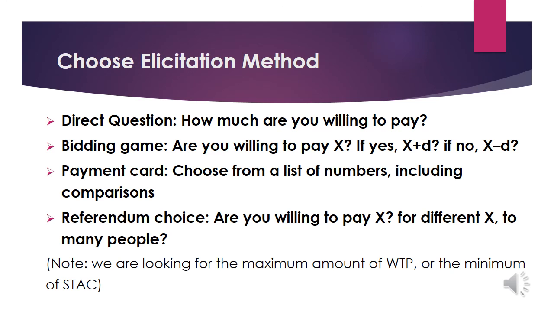The researcher must also choose an elicitation method, or the method of asking the questions. For example, is it a direct question? How much are you willing to pay? Is it a bidding game? Are you willing to pay X? If yes, X plus D. If no, X minus D. Is it a payment card? Choose from a list of numbers, including comparisons, just a list of various payment methods or money extracted from the community? Or is it a referendum of choice? Are you willing to pay X? How about for a different X? And how many people will be asked? Note here, we are looking for the maximum amount of WTP or the minimum amount of WTAC.